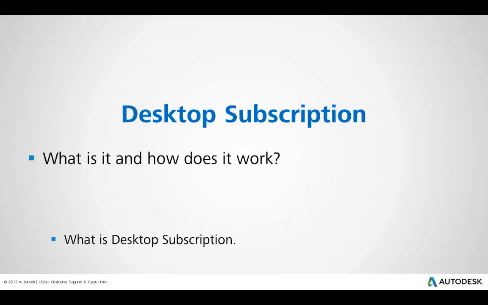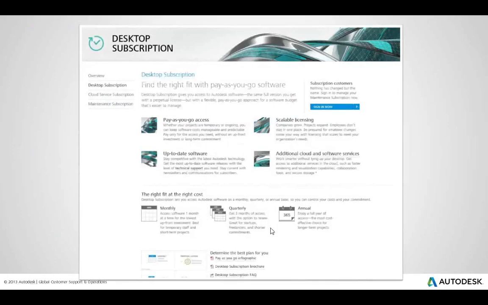What is it and how does it work? What is desktop subscription? This is our newest licensing model for Autodesk software. It's pay-as-you-go software. You pay on a monthly, quarterly, or annual basis. It provides scalability. Depending on your projects, you may add licenses, add seats, or scale down to address those projects as well. It gives you up-to-date software.